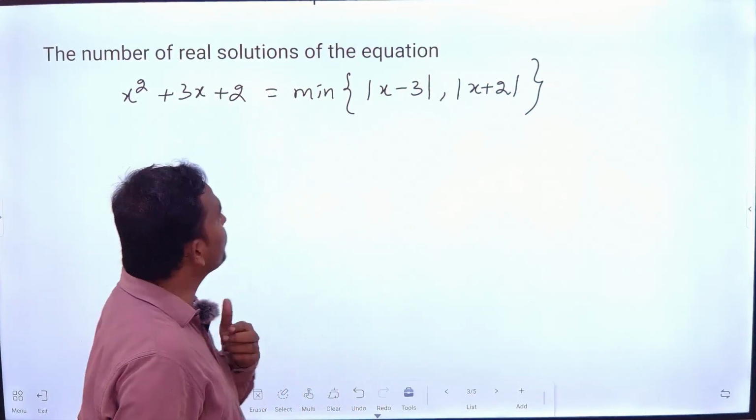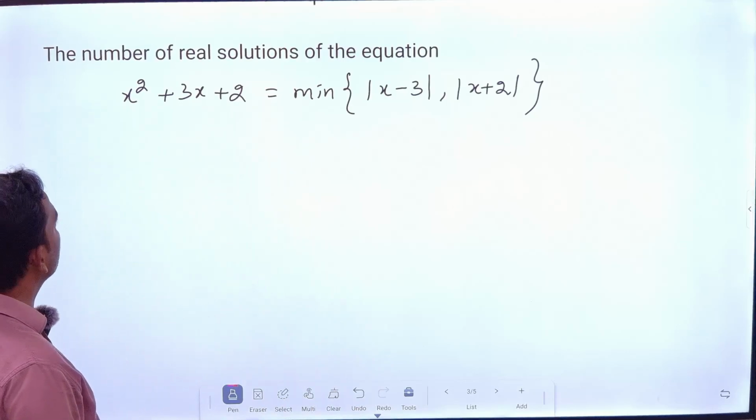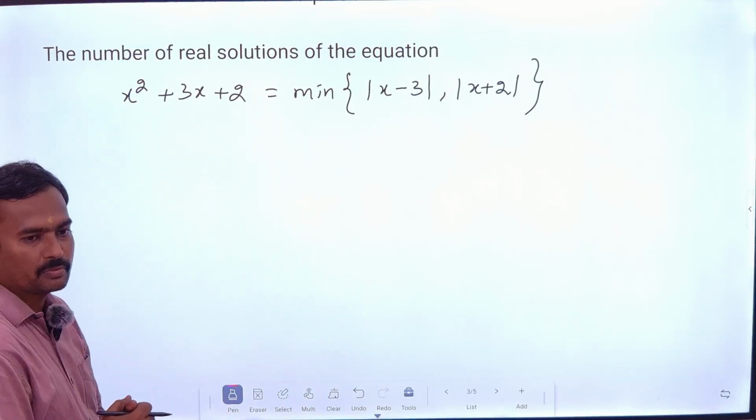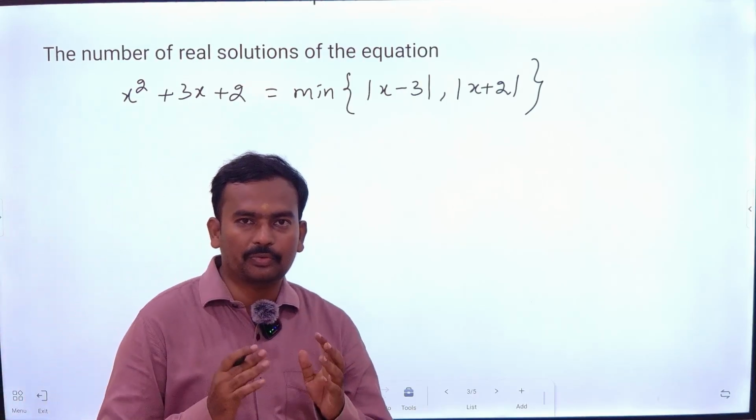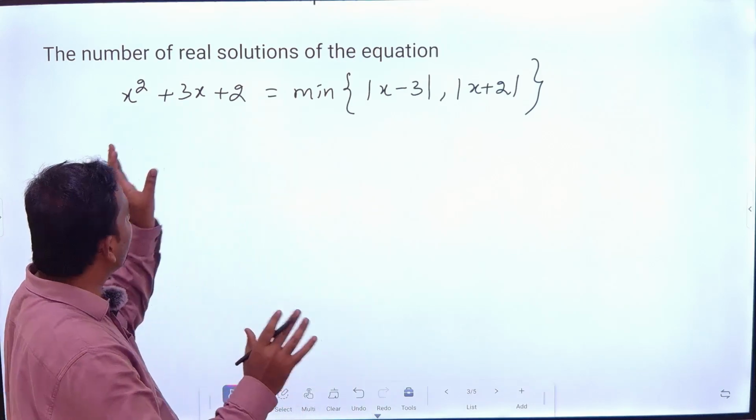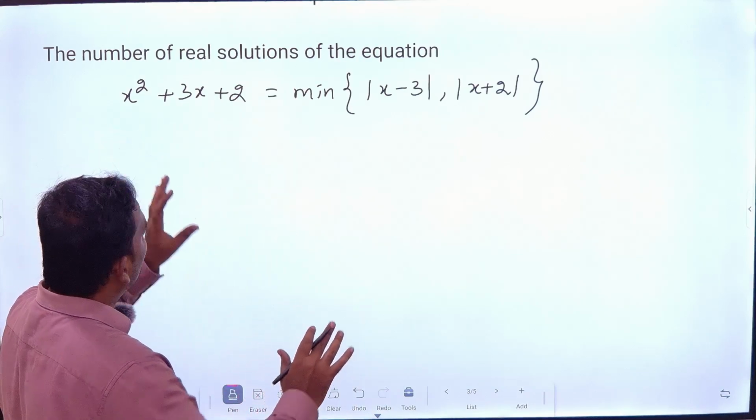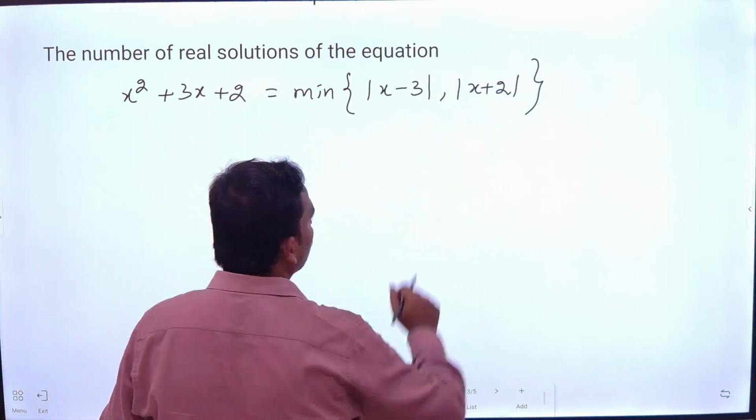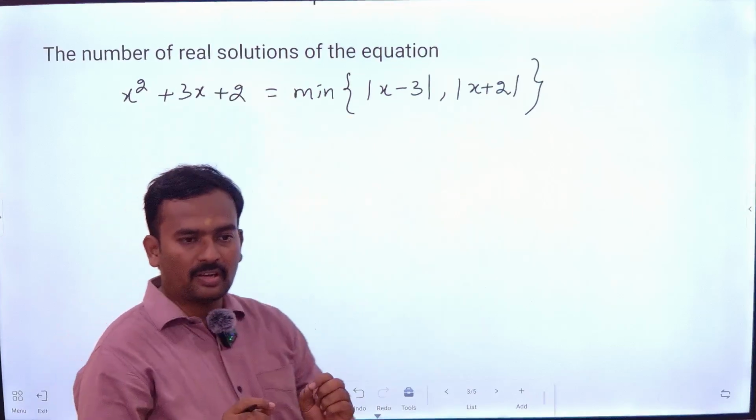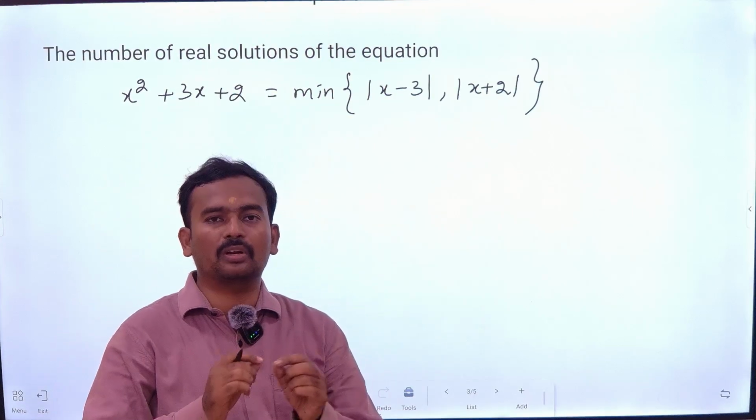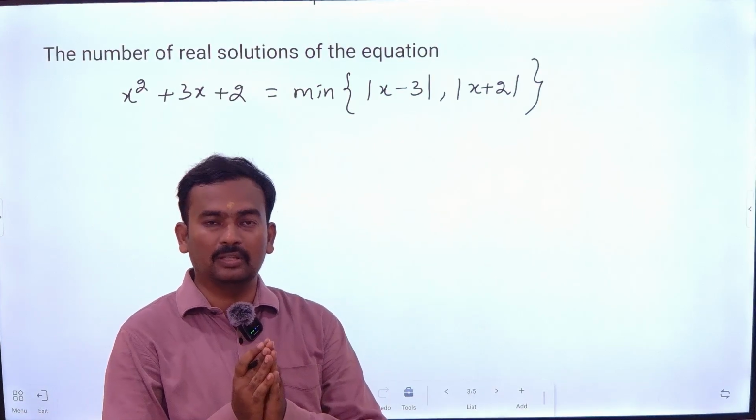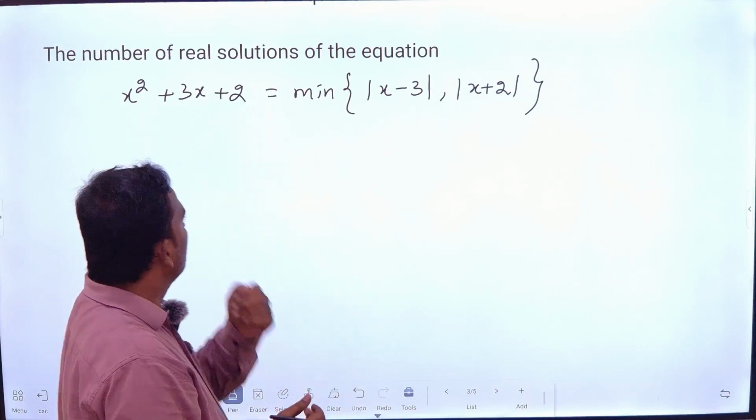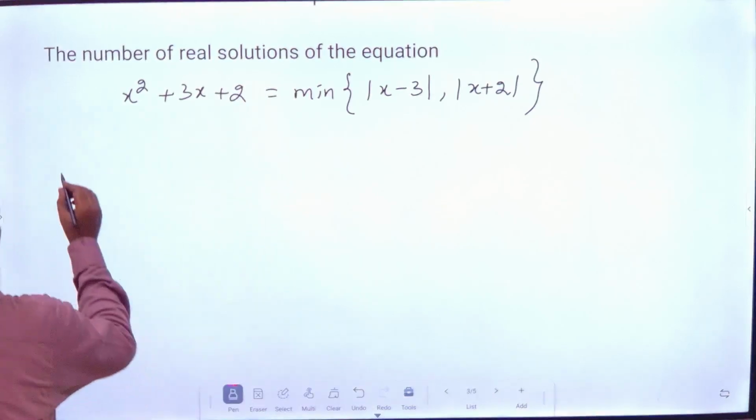Today I'm going to discuss a very interesting question: the number of real solutions of the equation. For these kinds of questions, the left side is a parabola and the right side is the minimum of two functions. You can draw the graphs separately, and where the two graphs intersect, those are the solutions. Okay, let's draw the graph of the left side.